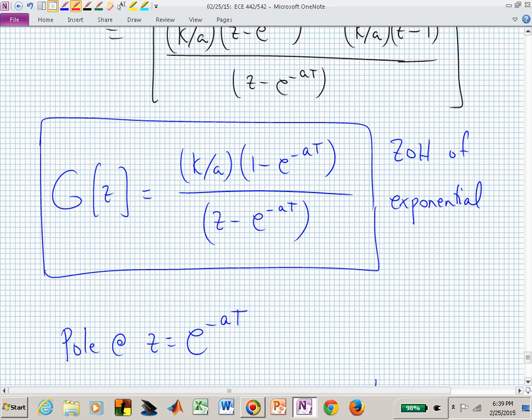And we know that S equals 0 corresponds to what in the z-plane? 1. So now we want to evaluate this transfer function at z equal to 1 to get our DC behavior of this system. If we evaluate this at z equal to 1, what happens? Those ugly expressions go away, don't they? They cancel, and we're left with K over A.